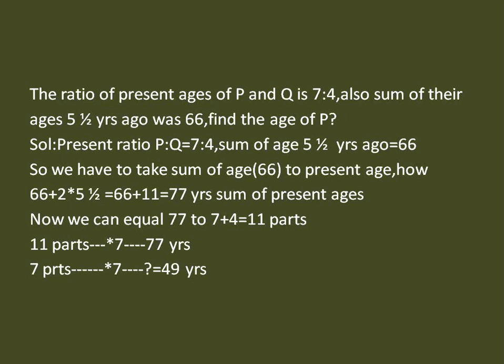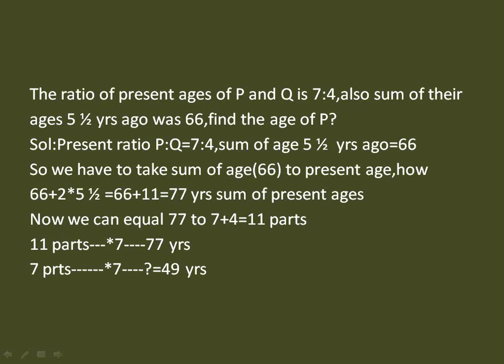So here also you have to add 5.5 years for one person. Here two persons are there. 2 into 5.5 years means 11 years. We have to add 11 years to 66 to get the present sum from 5.5 years ago.